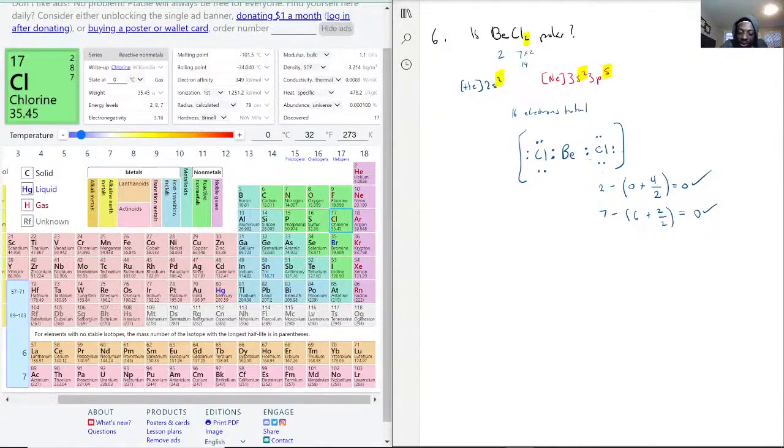Now, because we see one bond, let's redraw it. We have Cl, Be, Cl. We have a bond electron number of 2, and we have 0 lone pairs on the beryllium, because that's what we're referring to, not the chlorine, but the beryllium, the atom in the middle. So with that being said, this is going to be a linear electron geometry.